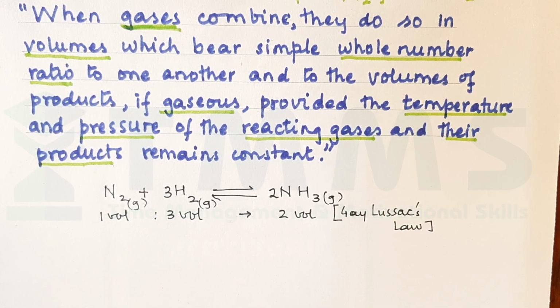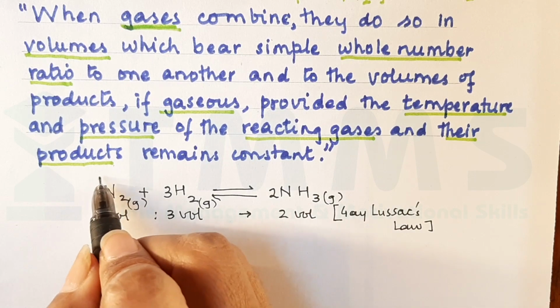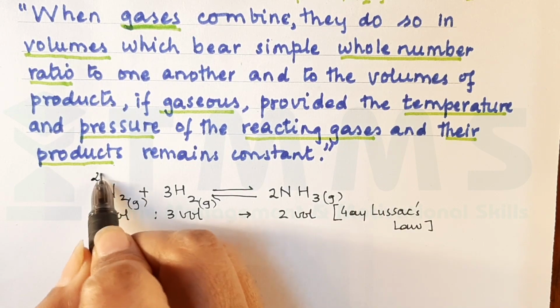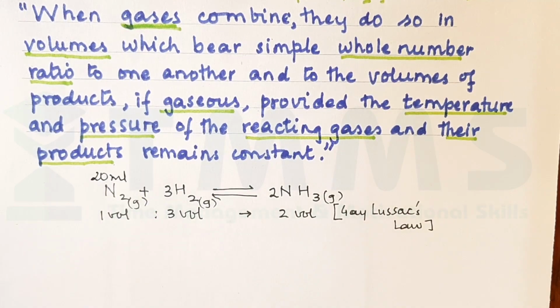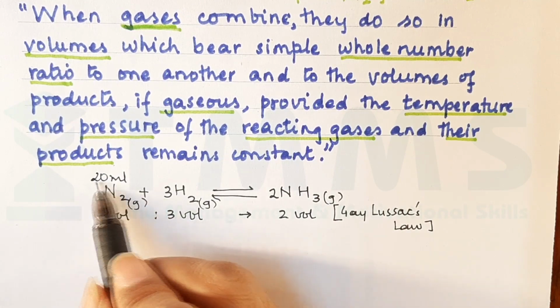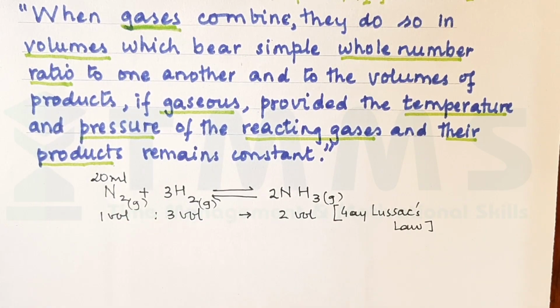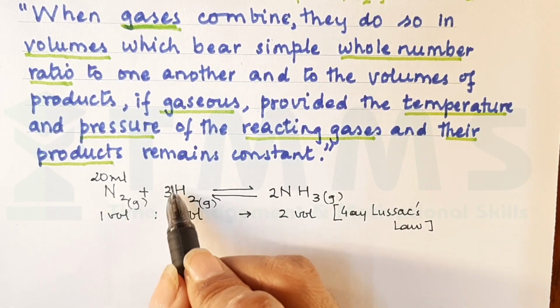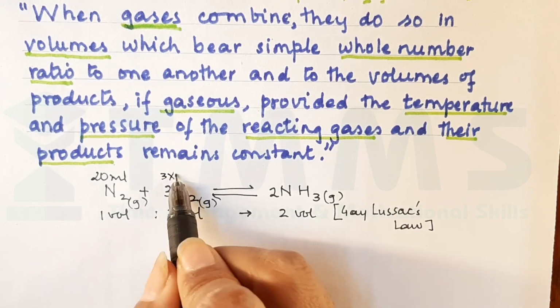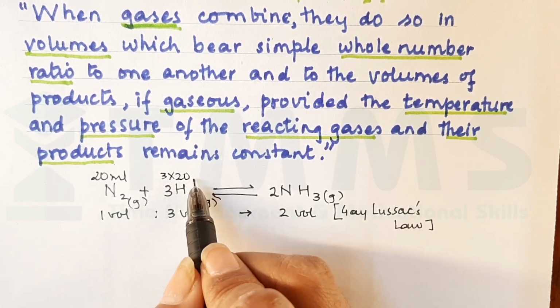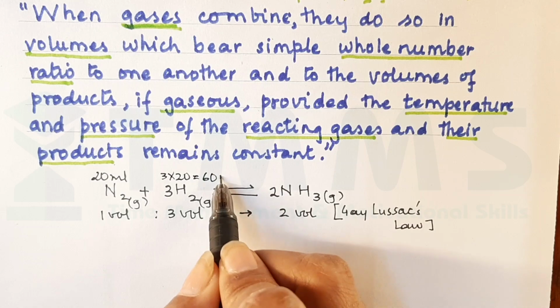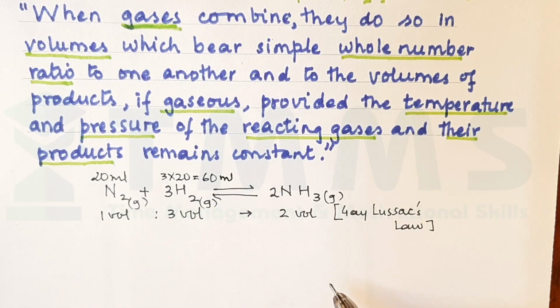Now let us see how we can apply this. Supposing I take 20 ml of nitrogen. So 20 ml of nitrogen becomes 1 volume. So it will combine with 3 into 20 ml, which means it will combine with 60 ml of hydrogen.